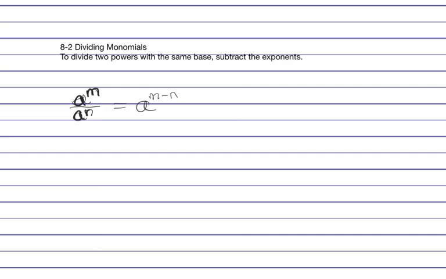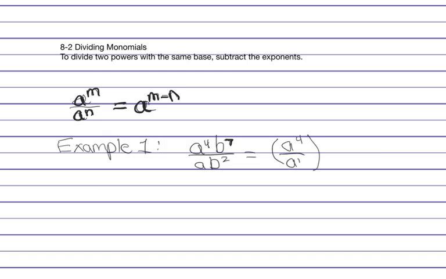So in order to show a few examples of that, our first one, example 1, would be if you have a to the 4th, b to the 7th, over a b squared. And what you would do here is, you could think of it as, what if we just separate out the a's? We have an a to the 4th over an a to the 1st times b to the 7th over b squared, and we could just look at those individually.